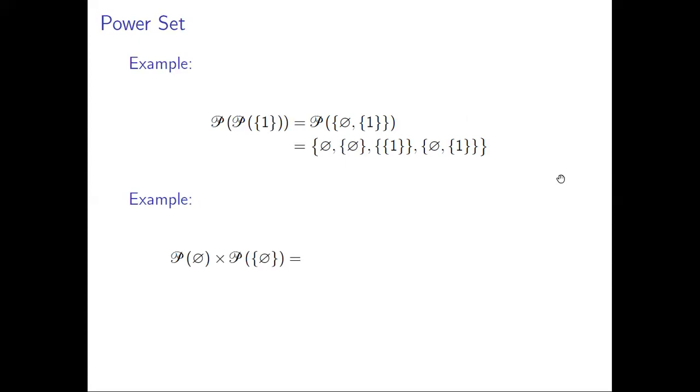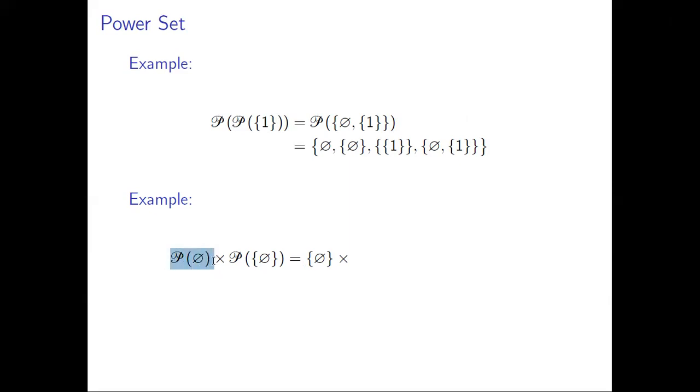Another example: what is the Cartesian product of the power set of the empty set and the power set of the set whose only element is the empty set? So again, this on the left is the power set of the empty set. We want to find the Cartesian product of that with the power set of the set whose only element is the empty set. So we're going to do each of these power sets individually and then find the Cartesian product of those 2 new sets. So first, what is the power set of the empty set?